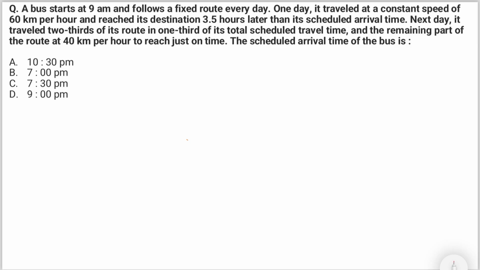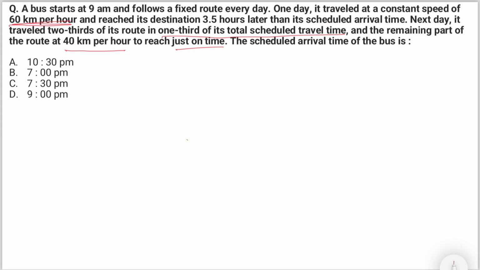Alright, a bus starts at 9 a.m. and follows a fixed route every day. One day it traveled at a constant speed of 60 kilometers per hour, the speed is given to us, and reached its destination 3.5 hours later than its scheduled arrival time. Next day it traveled 2/3 of its route in 1/3 of the total scheduled travel time, and the remaining part of the route at 40 kilometers per hour to reach just on time. The scheduled arrival time of the bus is.